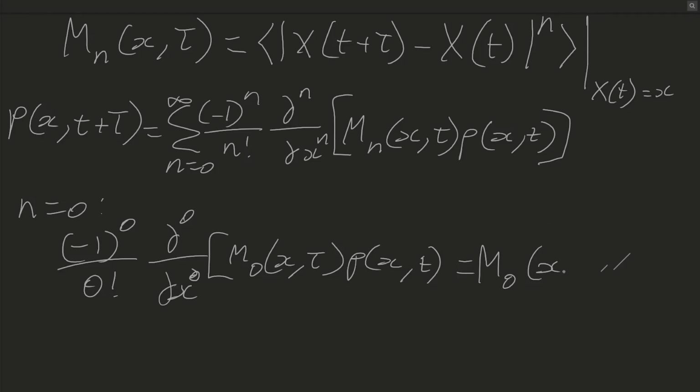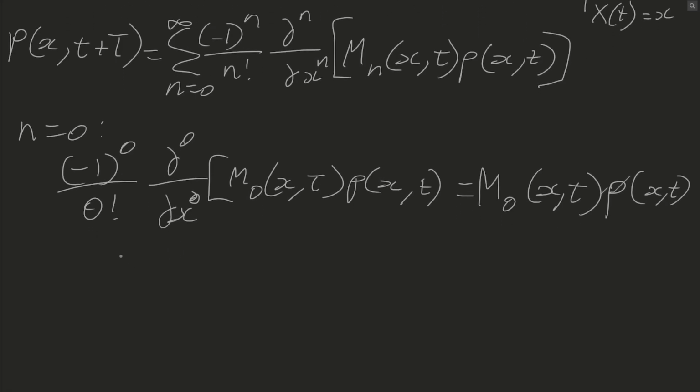M sub 0 of x, tau, p of x, t. Now we can do some probability normalization.